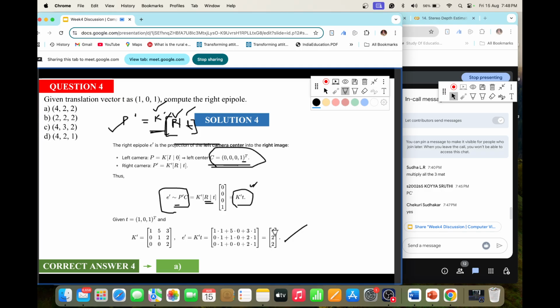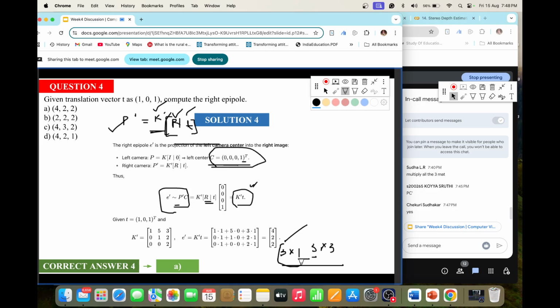We can just multiply, but the thing is this E dash is 3 cross 1, right? And H is 3 cross 3. So if we directly multiply E dash into H, we will not get our answer, because they are not multiplicable. Because 1 and 3 are there, and for two matrices to get multiplied, these inner dimensions should be the same.